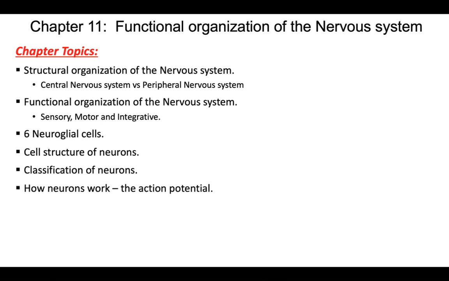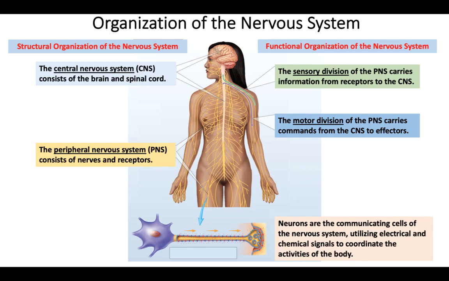We're going to look at how they work. This is called the action potential. That's probably the more difficult thing in this chapter, is understanding how that works. And then finally, neurotransmitters. So let's start by organizing the nervous system based on structure over here.